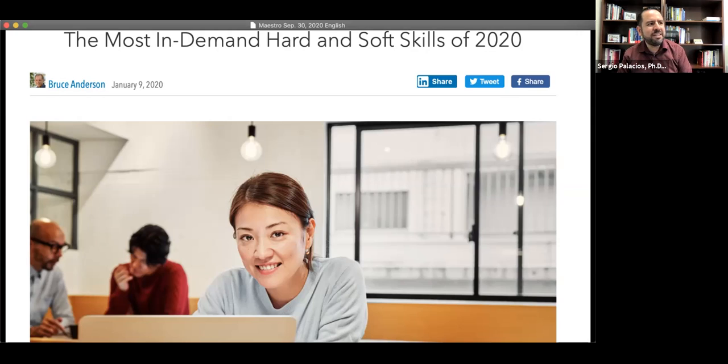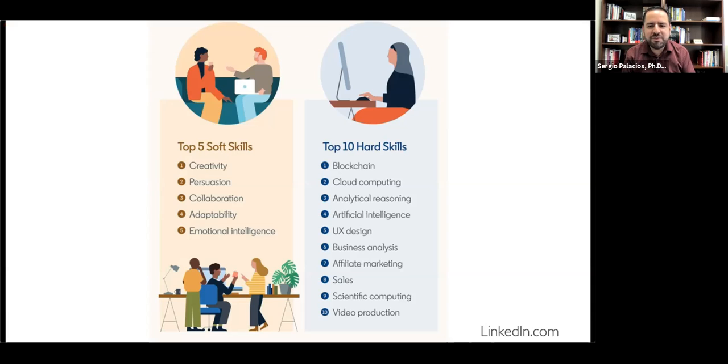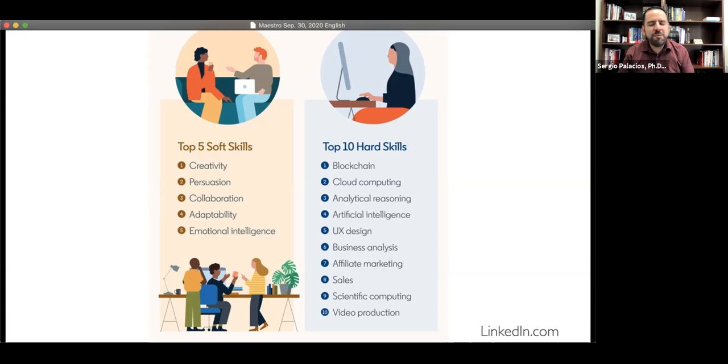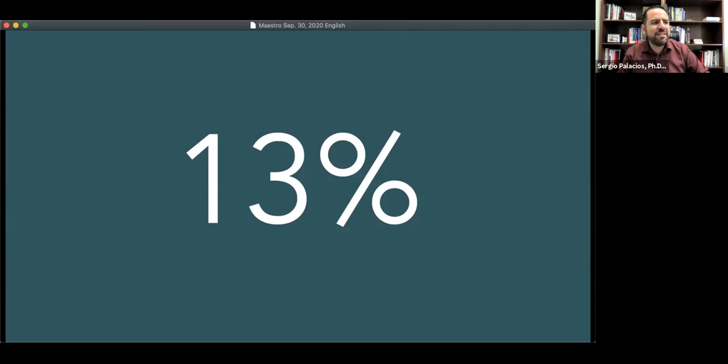So this is from LinkedIn earlier in the year. A lot of the things that we do in entrepreneurship are on the left: creativity, collaboration, adaptability, persuasion. On the right, we do a lot of this also: UX design, marketing, sales. All of those on the right are easier to learn if you take a class or a course. Those on the left are kind of art and science at the same time, so we need to practice this a lot.